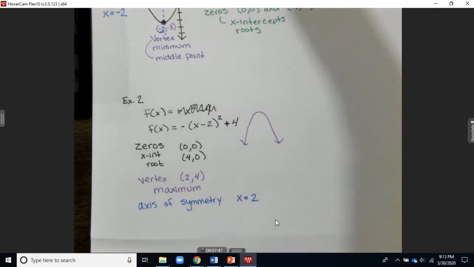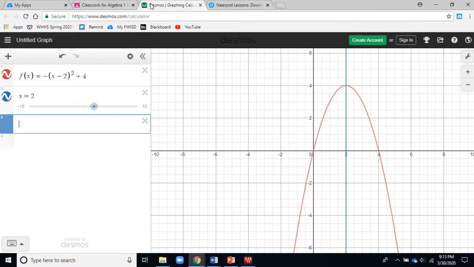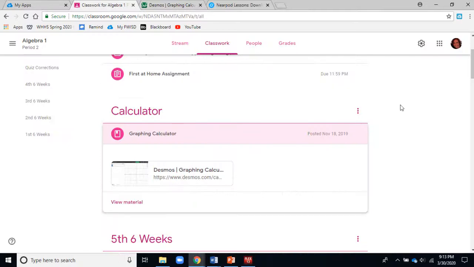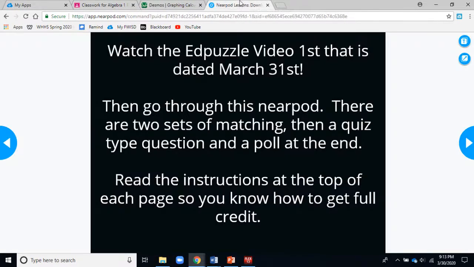So now that we've talked about all of the different pieces and I've shown you where to go to use a calculator, the next thing is that you are going to go back to Google Classroom and you're going to click on this Part 2 Nearpod assignment. And when you click on it, you're going to be asked to put in your name. And then this is the first slide that you see.